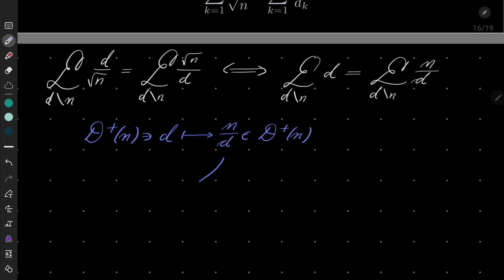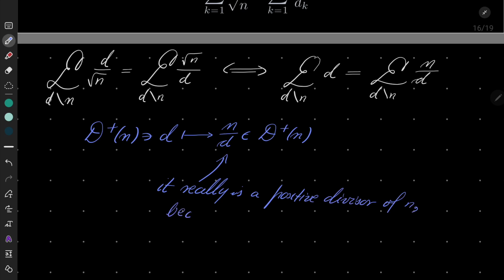So maybe write it. It really is a positive divisor of n. Why? Because n equals d times n over d, and we know that d is a divisor, so this number must be an integer.